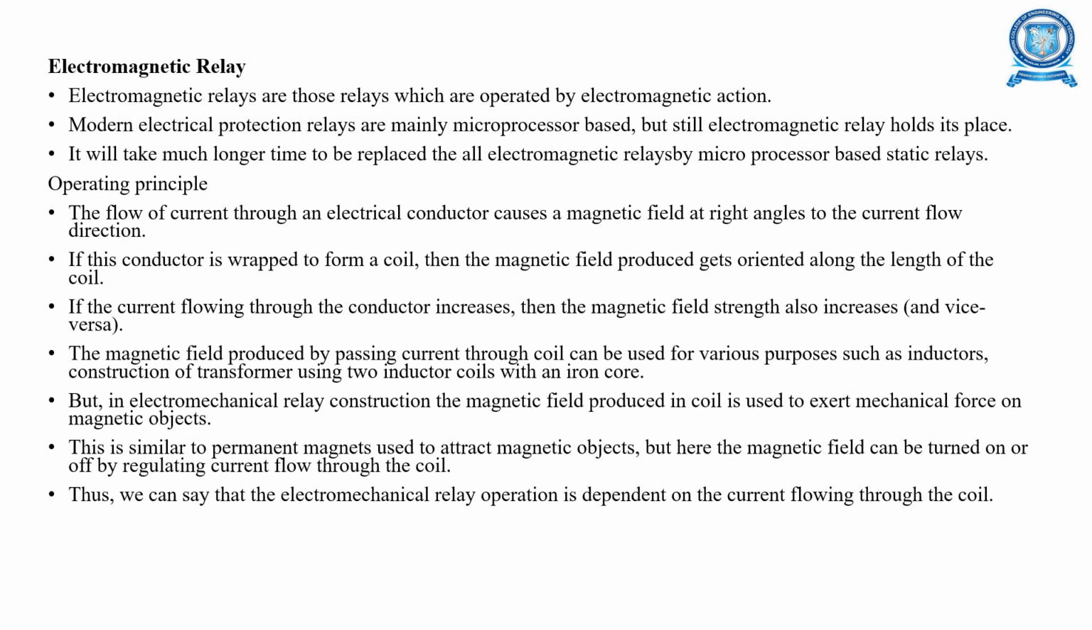Next is the electromagnetic relay. These relays operate by electromagnetic action. The main principle is that the flow of current through an electrical conductor causes a magnetic field at right angles to the current flow direction. The magnetic field produced by passing current through a coil can be used for various purposes such as inductors, and construction of a transformer using two inductor coils with an iron core. This is similar to permanent magnets used to attract magnetic objects, but here the magnetic field can be turned on or off by regulating current flow through the coil. Thus we can say that electromechanical relay operation is dependent on the current flowing through the coil.